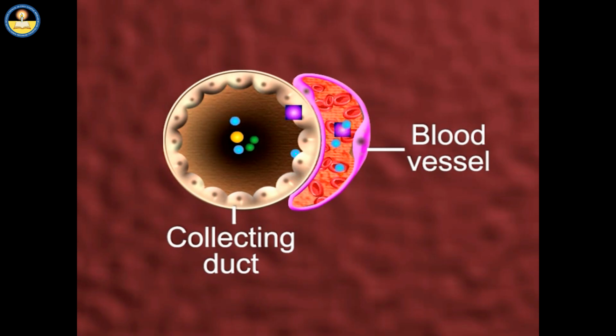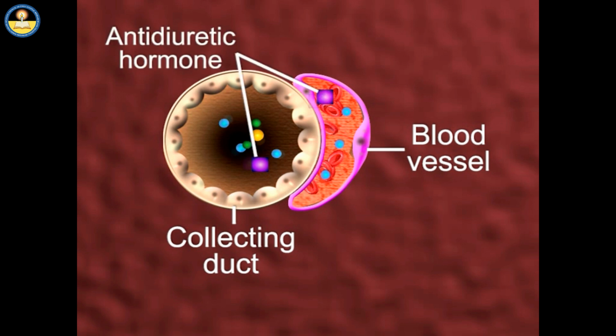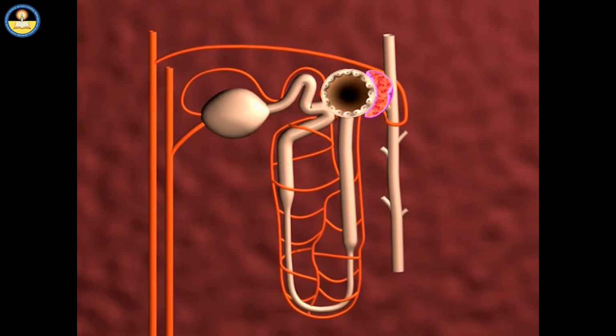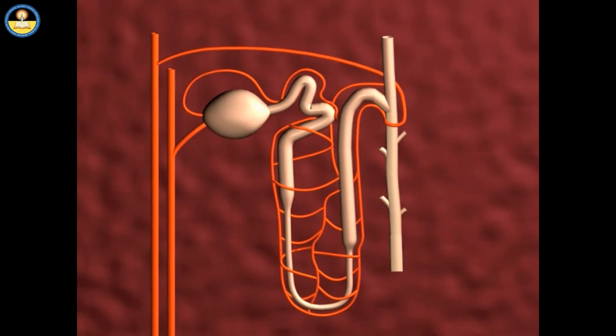Increased ADH increases permeability of the collecting duct, thus promoting reabsorption of water back into the circulation. In the absence of antidiuretic hormone, the collecting ducts become impermeable to water, and most of the water flows out as urine. Thus, reabsorption or removal of water is under hormonal control.